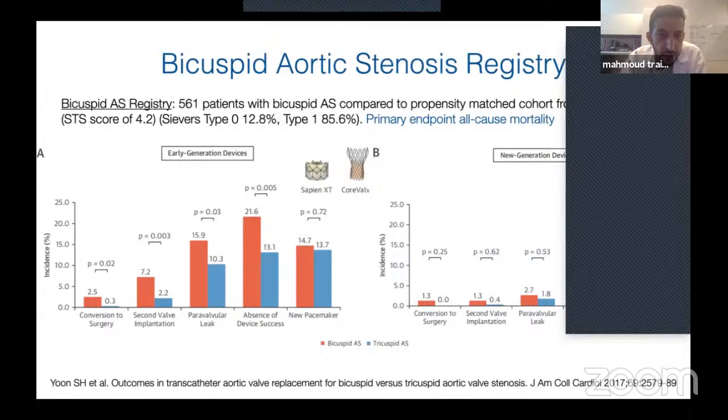Now, some of this was driven by earlier generation devices. If we look at the earliest generation devices, the rates were higher for paravalvular leak and device failure and need for pacemaker. As newer generation devices have come out with the Sapien 3 and the Evolut Pro, and technique has improved, higher implantation has become a standard, I think mostly worldwide, with all the valves have led to lower rates of pacemakers and lower rates of paravalvular leak.